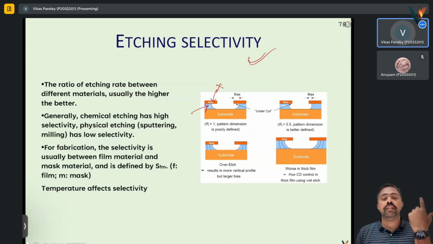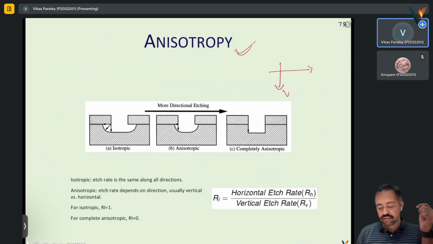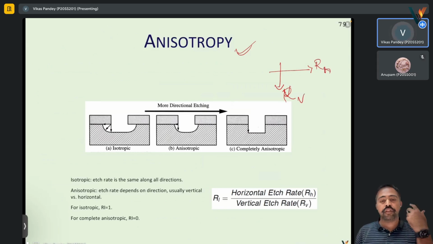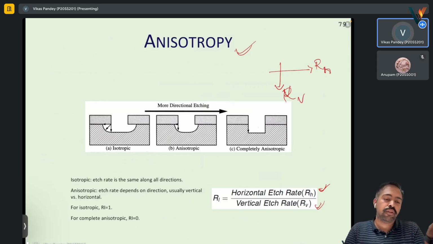Then second is anisotropy. For any chemical we will consider two kinds of etching rates. One is in the vertical direction, so R vertical, and one is in the horizontal direction, how it is etching, so R horizontal. It is the ratio of horizontal etch rate to vertical etch rate.